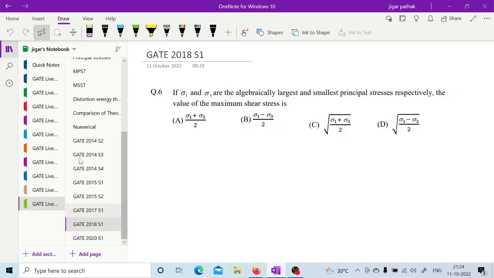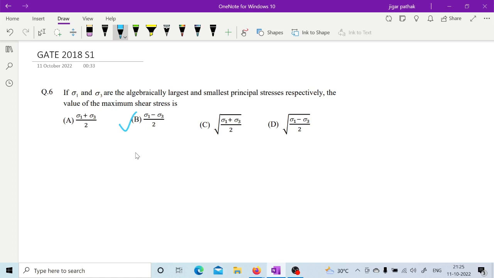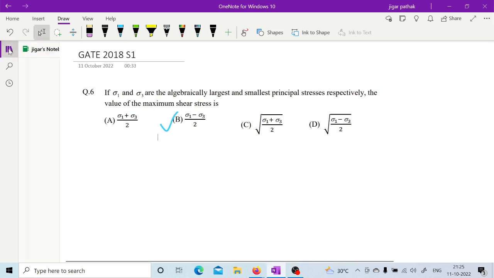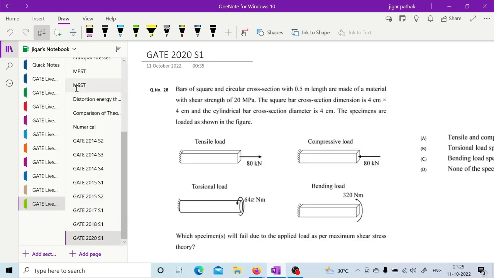Sir. Okay. So next is this: if sigma 1 and sigma 3 are the algebraically largest and smallest principal stresses, then the value of maximum shear stress is... It is easy, right? Yes, B will be the answer: sigma 1 minus sigma 3 by 2. Okay, now let us go to the next one.